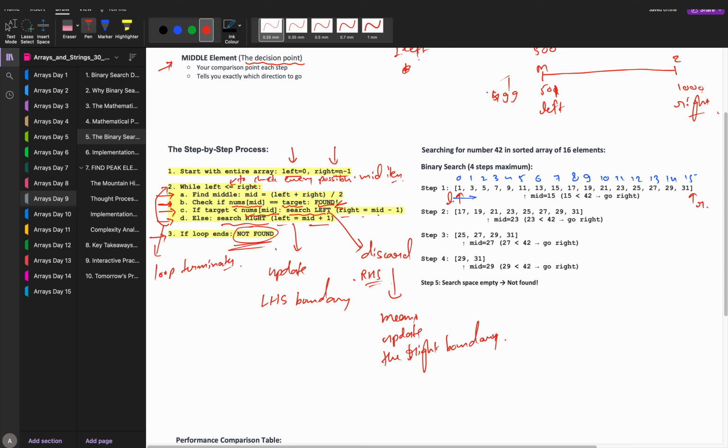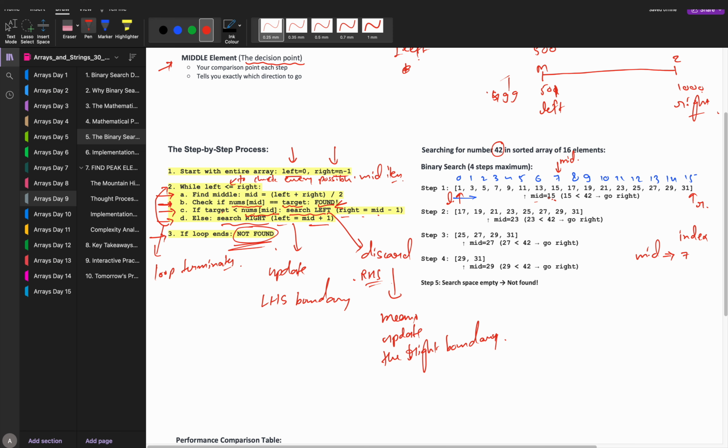Now while left is less than right, what am I going to do? I'm going to find the middle. Middle कहाँ पे? Left plus right divided by 2. 0 plus 15 divided by 2. If I take the floor, it will become what? 7. So my middle is here. Middle equals to item 15, because the index is 7. है ना? Let me write. Mid index is 7 right now. Item is 15. Now because I'm looking for 42, I will check.